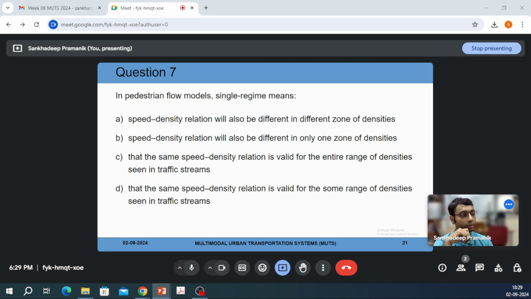Next question. In pedestrian flow models, single regime means speed density relation will also be different in different zone of densities. Speed density relation will also be different in only one zone of densities. Same speed density relationship is valid for the entire range of densities seen in traffic stream. That the same speed density relation is valid for the some range of densities seen in traffic stream. These are the four options.